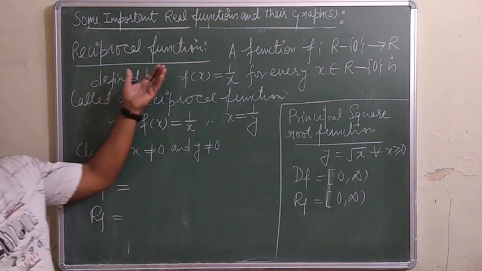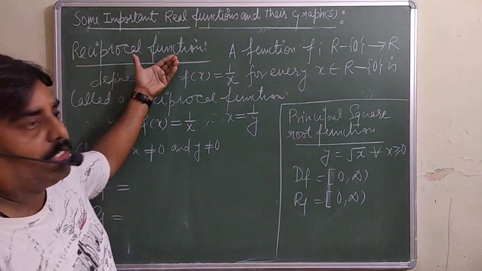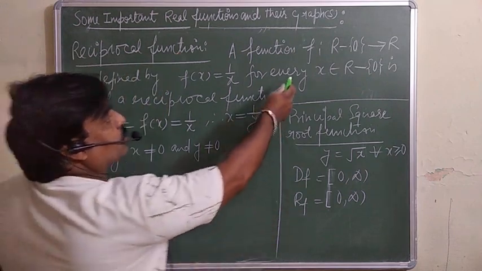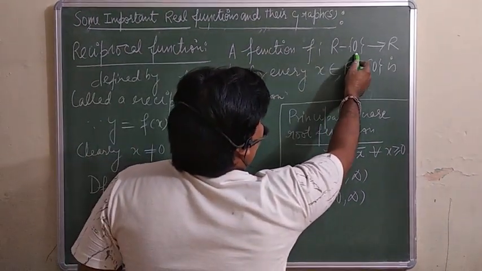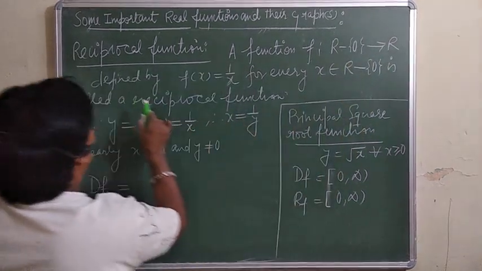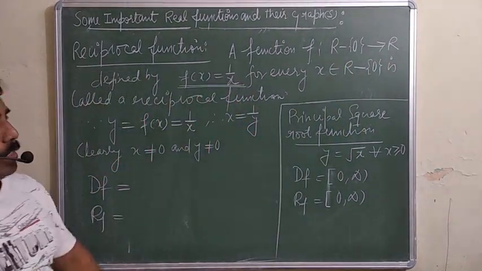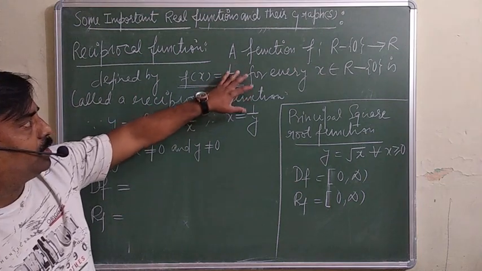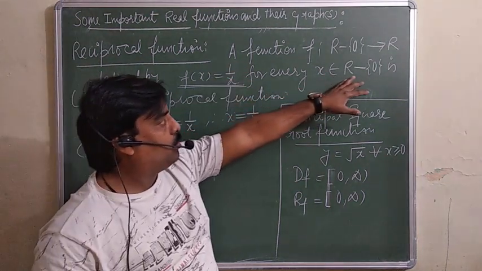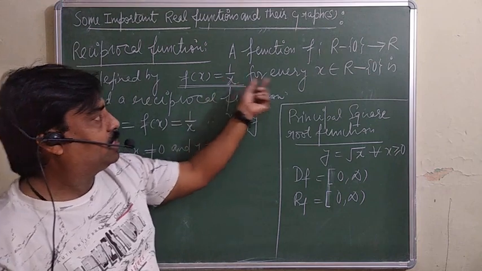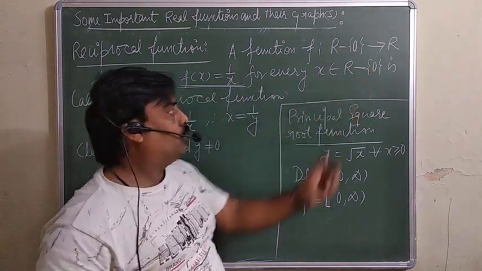Okay, now this is a very important function, the reciprocal function. If function f from R minus 0 to R is defined by f(x) = 1 over x, this is your reciprocal function, in the form of the reciprocal given as 1 over x, for every x belonging to all the real numbers except 0.